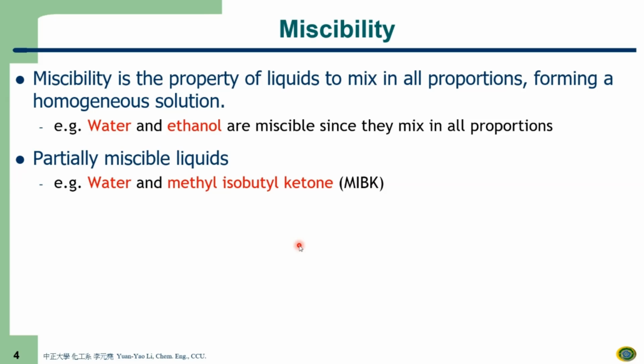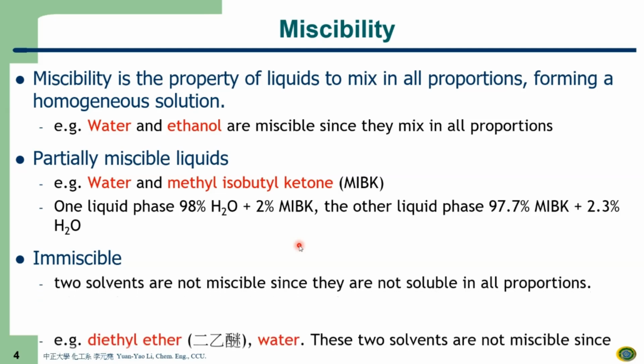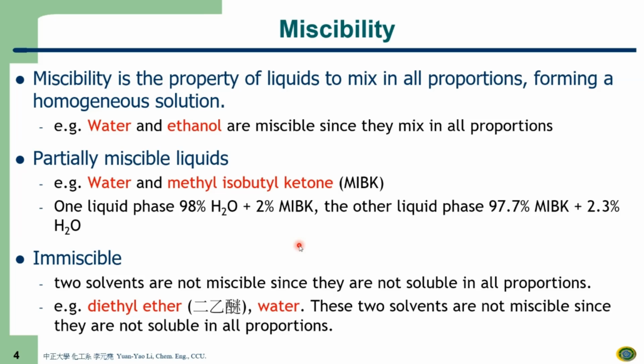It's not 100% mixed. I hope you still remember we have this example in chapter 4. If you create two phases, one liquid phase will be 98% water and 2% MIBK, and the other phase will be, sorry, 97.7% MIBK and 2.3% water. And some are immiscible, for example, water and diethylene ether.